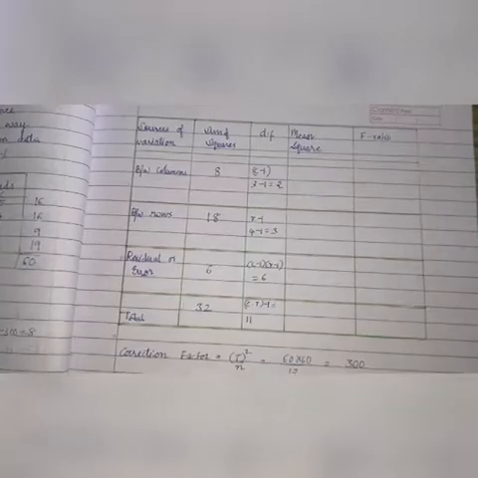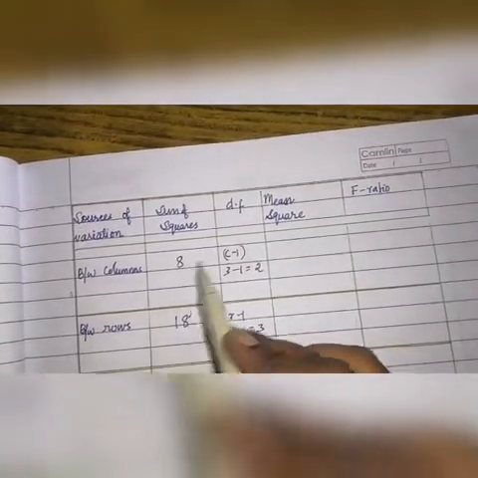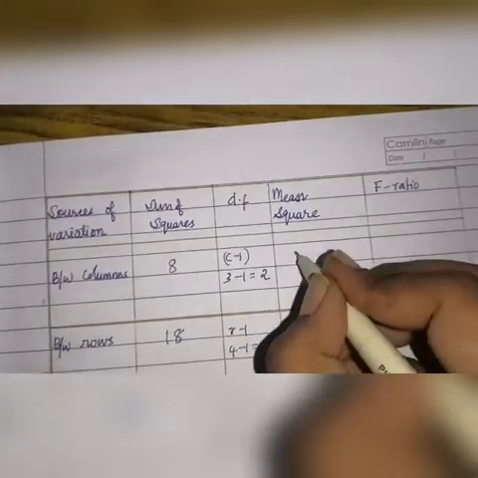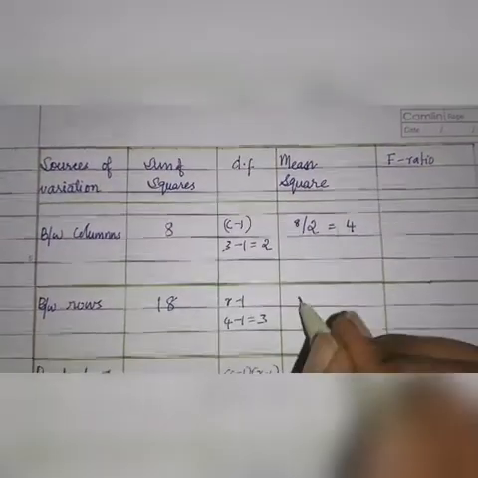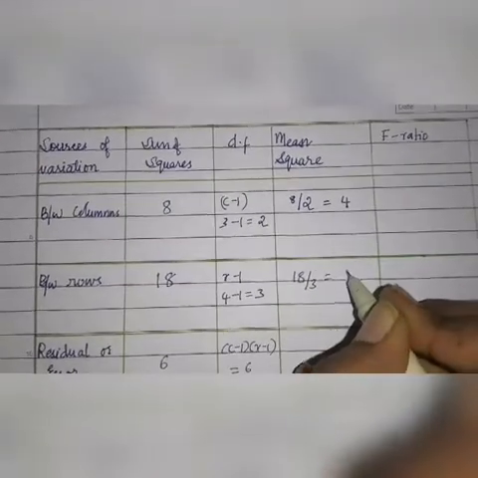Now the mean squares. Mean square is equal to the sum of squares divided by the degrees of freedom. So this is 8 by 2, which is equal to 4. This is 18 by 3, which is equal to 6.